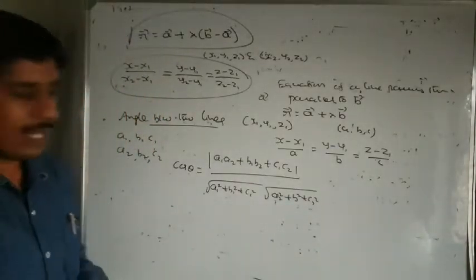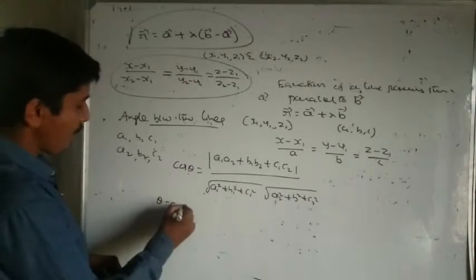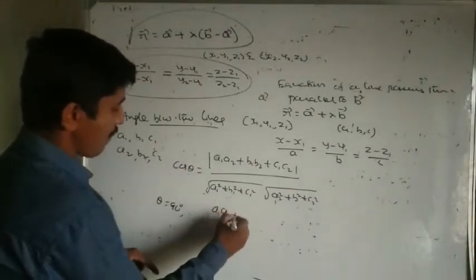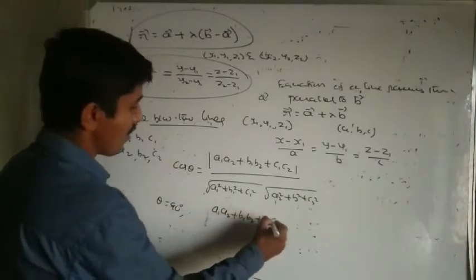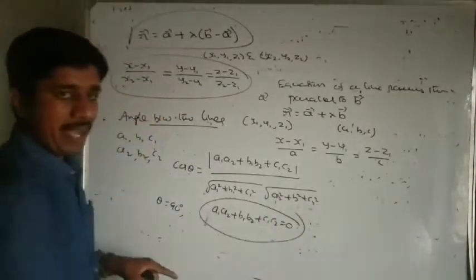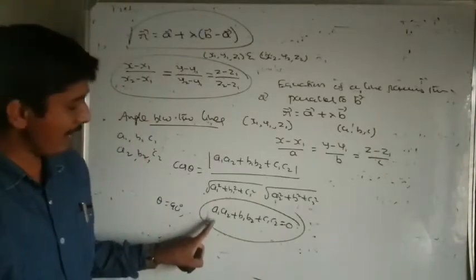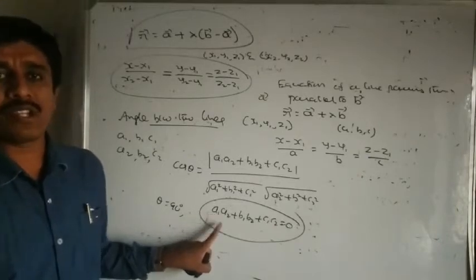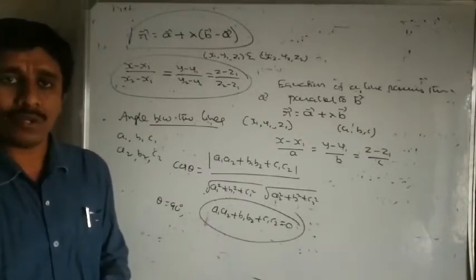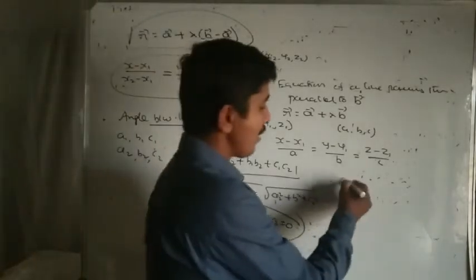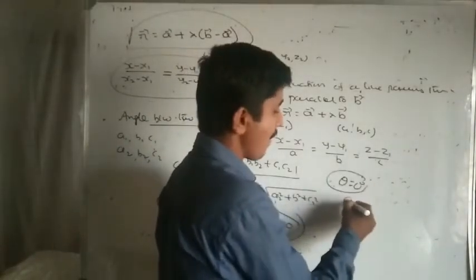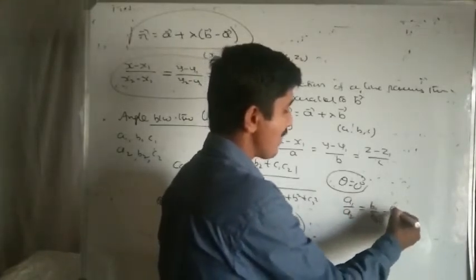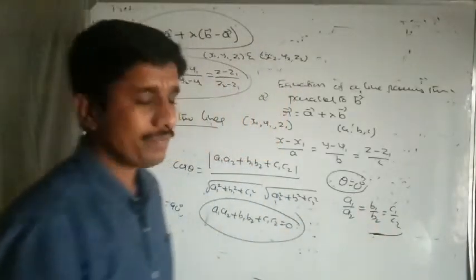Suppose two lines are perpendicular, theta equals 90 degrees. Theta equal to 90 degrees means cos 90 equals 0. We get A1 A2 plus B1 B2 plus C1 C2 equal to 0. Mind it, when two lines are perpendicular and their direction ratios are given, the condition is A1 A2 plus B1 B2 plus C1 C2 equals 0. If two lines are parallel, then theta equals 0 degrees, and we get A1 by A2 equal to B1 by B2, which is equal to C1 by C2. Mind it, this is the condition.